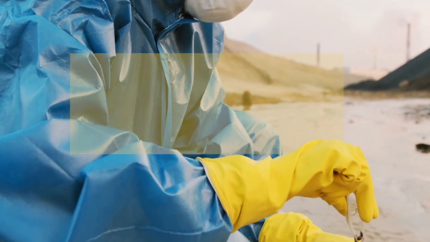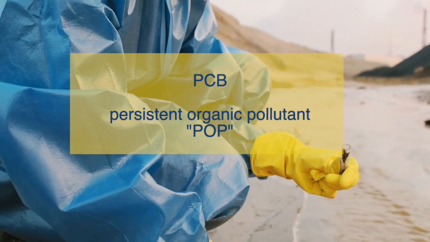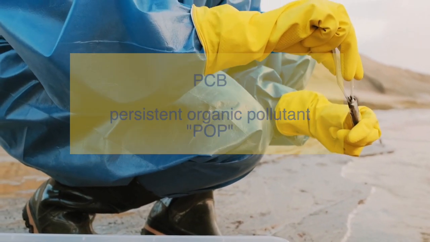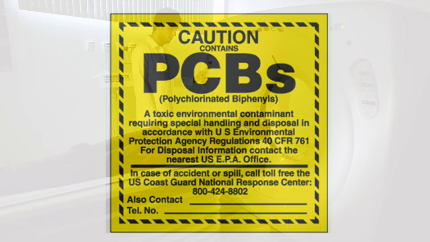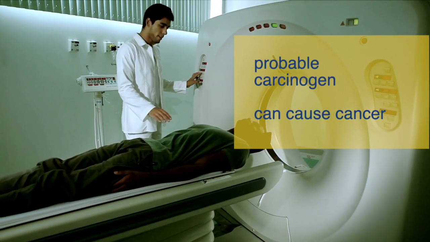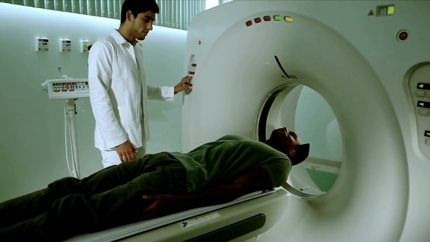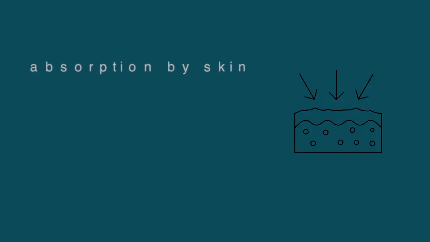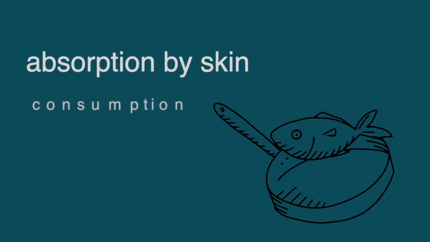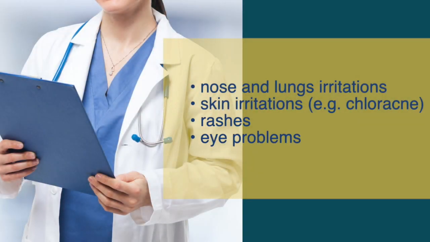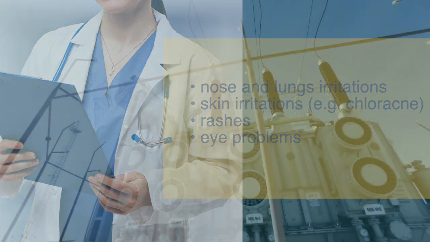Many man-made chemicals have contaminated our soils, and one of them is PCB, a persistent organic pollutant, or in short, POP. PCBs are called a probable carcinogen, and it is proven indirectly that they can cause cancer. People exposed directly to high levels of PCBs, either via the skin, by consumption, or in the air, have experienced irritation of the nose and lungs, skin irritation such as severe acne, chloracne, and rashes, and eye problems.